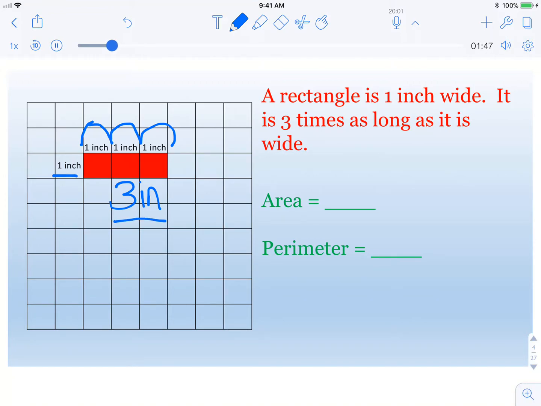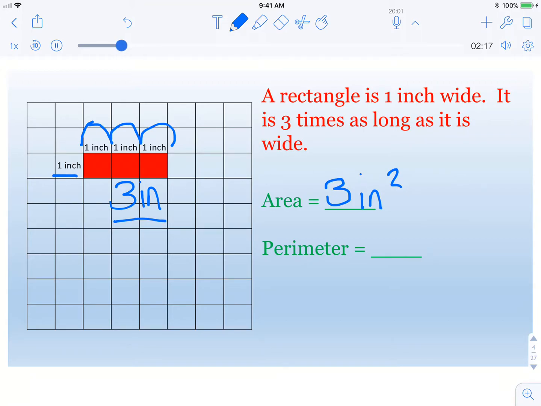So how do you find area? What do you do to find area? Okay, area is the length times the width. So one side is 3, the other side is 1, so 3 times 1 is 3. 3 what? What kind of label do we put on that? 3 inches squared.